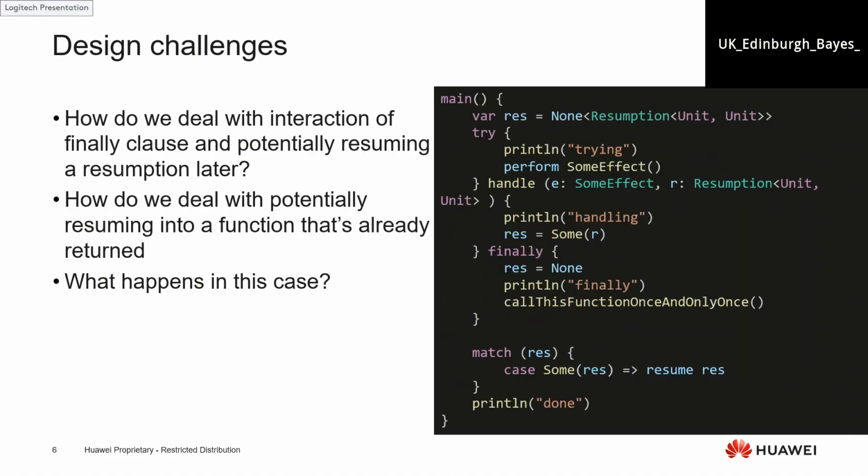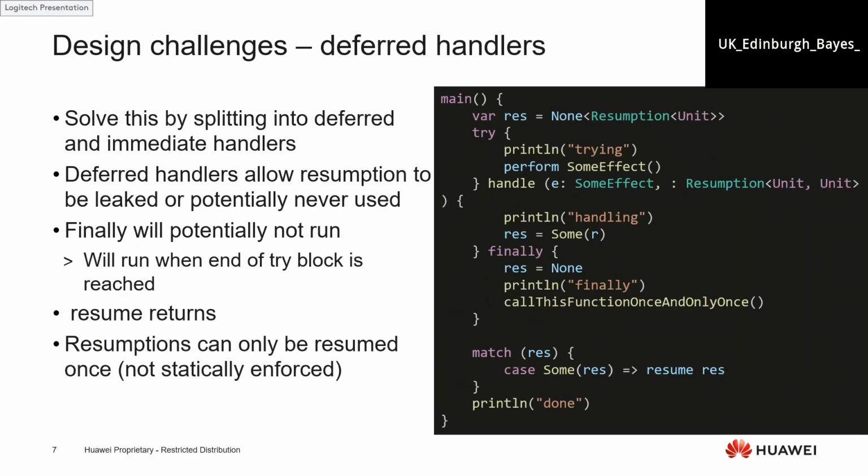So the way we dealt with this is we split our implementation of effects into two separate strands, essentially. We have the deferred handlers, which is the full effects implementation with storing of continuations and resuming them later. And this is proper effect handlers. So we allow the resumption to be potentially never used. In this case, finally will possibly never run. And that's just the design we specified. That was a compromise we had to make.